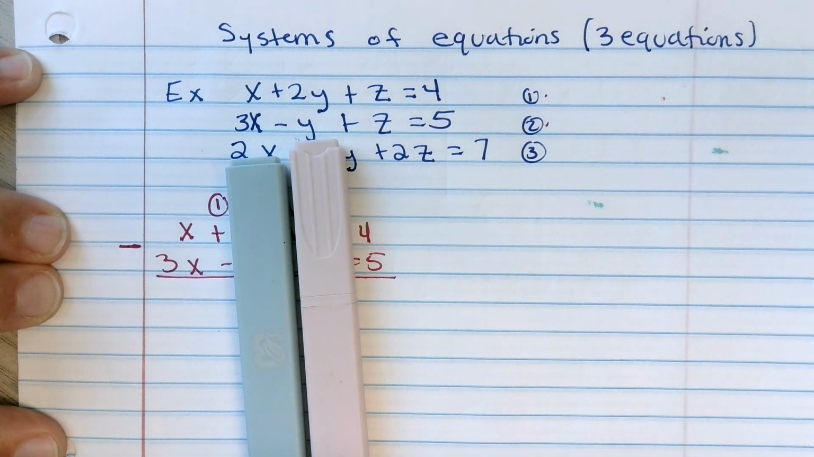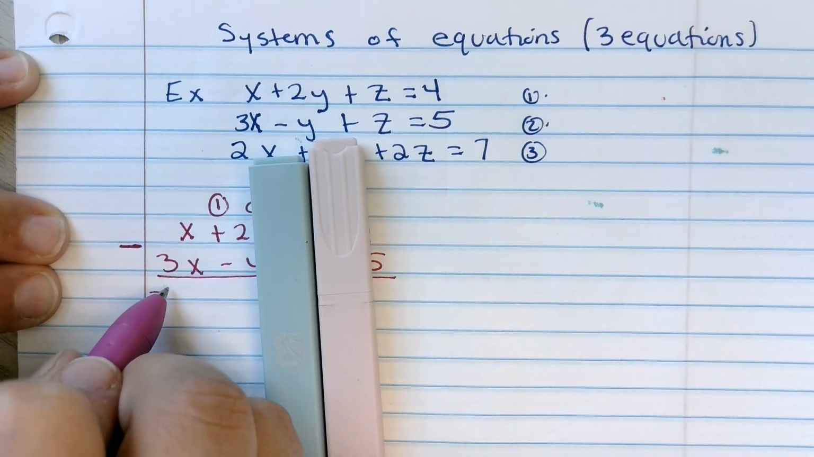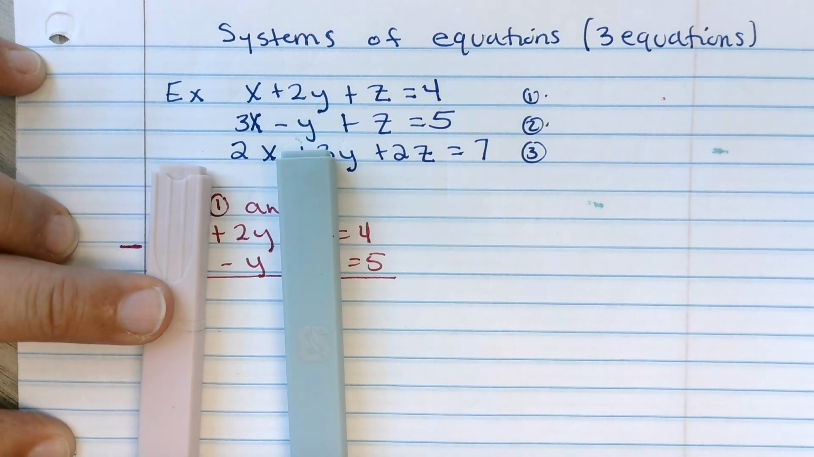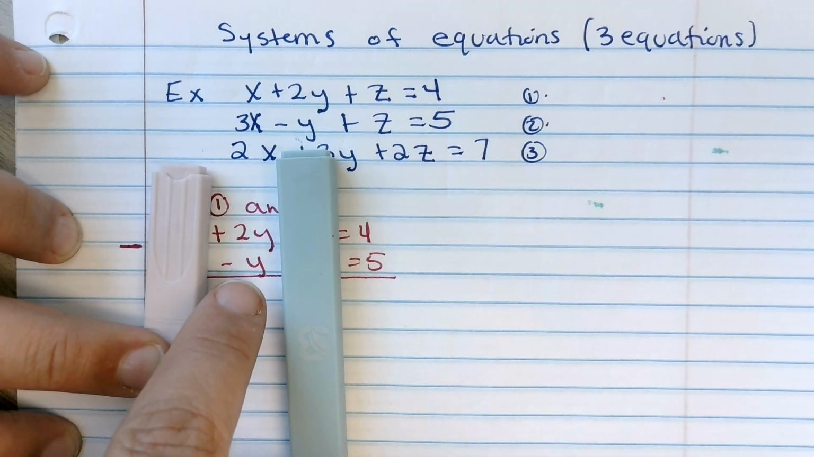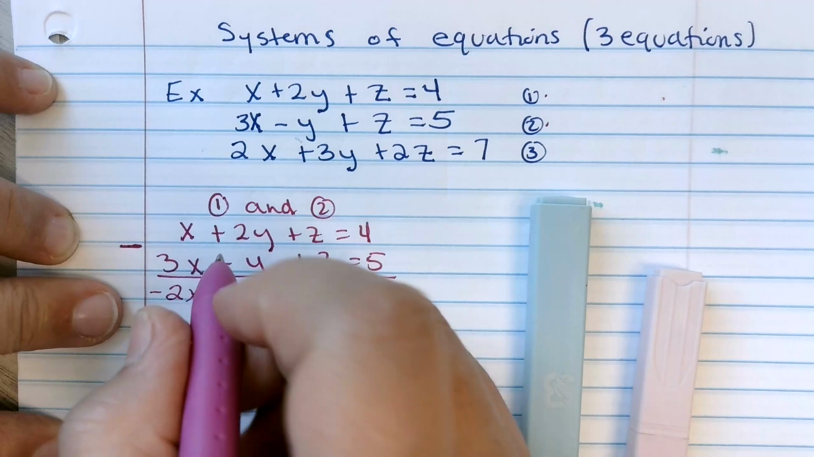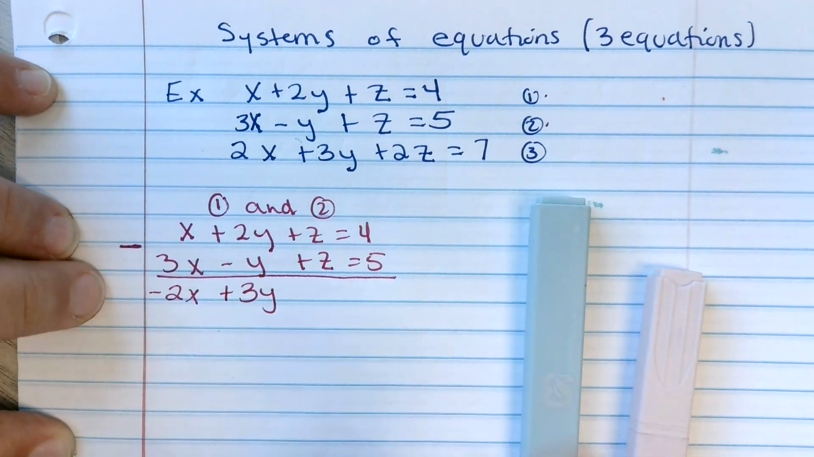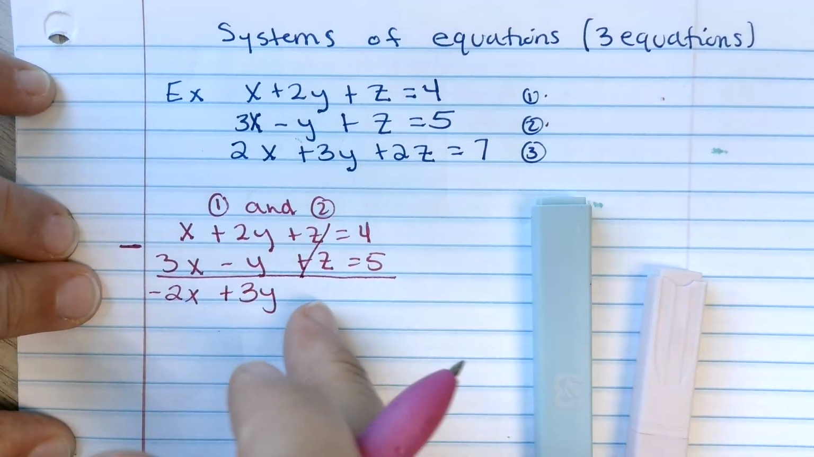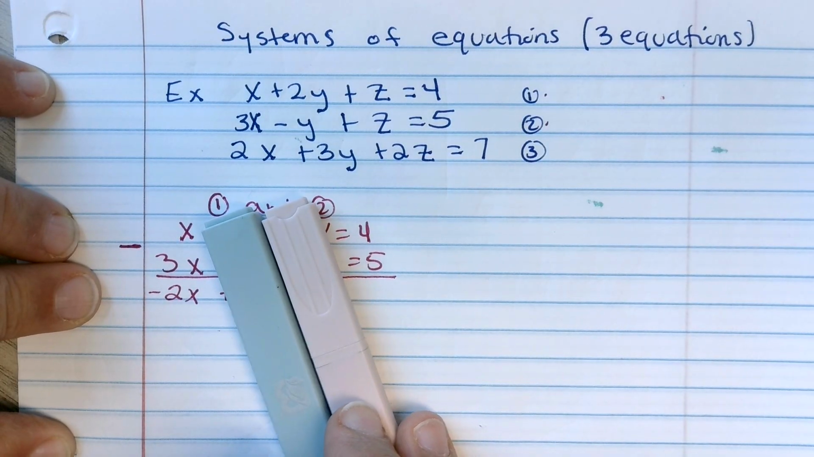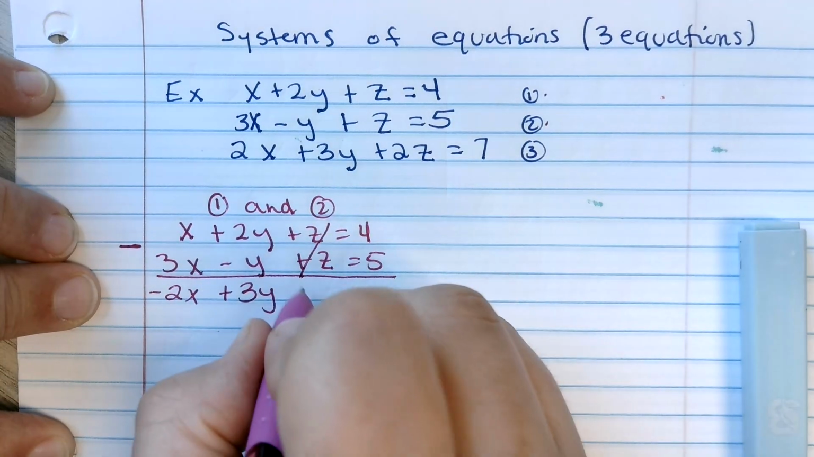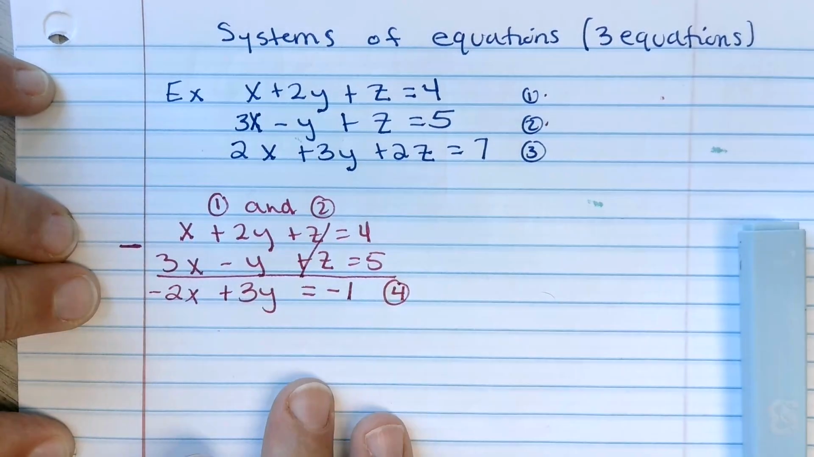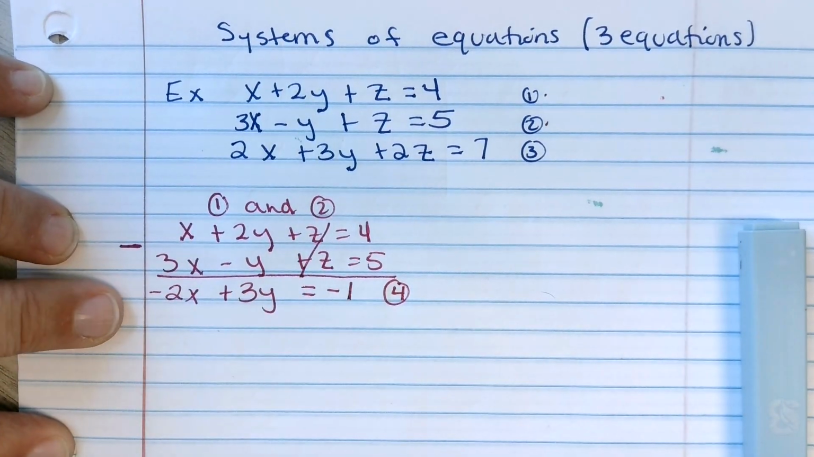So we have x minus 3x, so that is -2x. And then I want to do 2y minus a -1y, so that is 2y plus y, which is 3y. My z's are gone, so I don't have to put anything there. And then finally we want to do 4 minus 5, which is -1. Okay, this is equation 4. You can just leave it there for a few minutes. We're going to need it later.